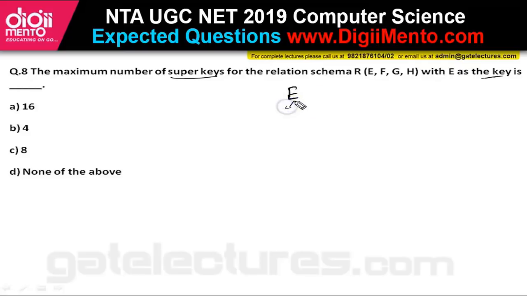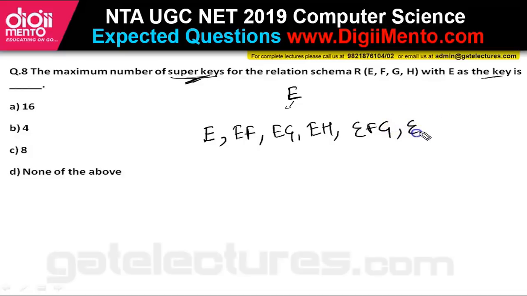So if E is the key, then it should be in all the super keys. Then only it will be a super key. So let's say one of the super keys is just E. Now let's say the next super key is EF. We will make all the combinations with the E. EF, next one is EG, and now EH, now EFG, let's say EGH and EHF. So how many? 1, 2, 3, 4, 5, 6, 7, and one is EFGH, all combined. So we are getting 8 answers here. So this is the right answer here.